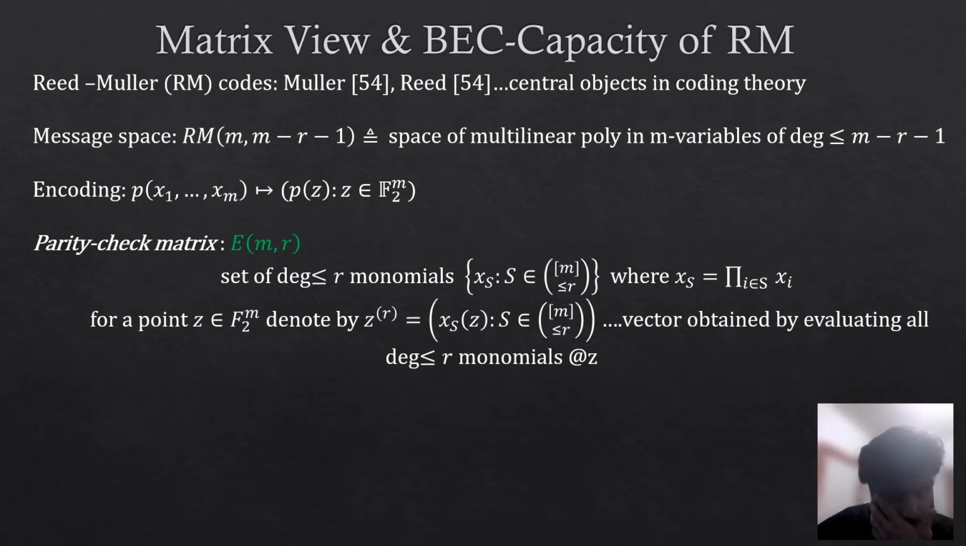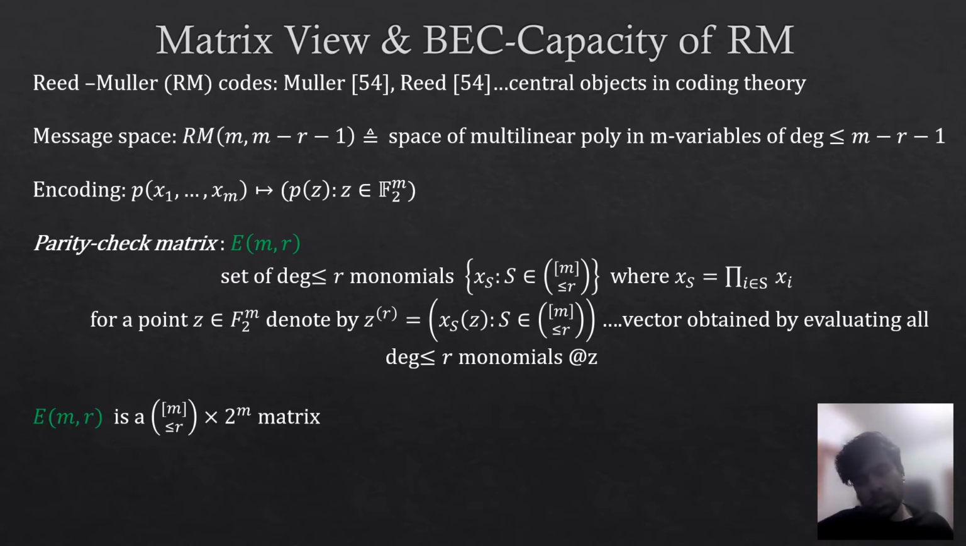So we also need one more notation. For a point z in F2 to the m, we are going to denote by z to the r just its degree r evaluation, which means that you just take the point z and evaluate it at all possible monomials of degree at most r. So you'll get an m choose less than or equal to r long vector. And E_MR is just a matrix whose rows are indexed by these monomials that we just talked about, and columns are indexed by evaluation points in F2 to the m.